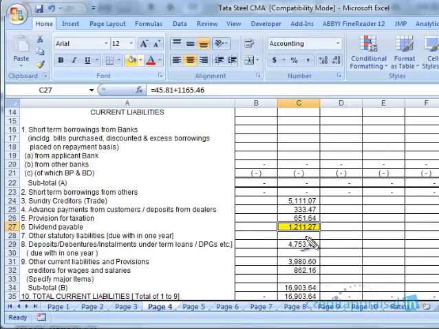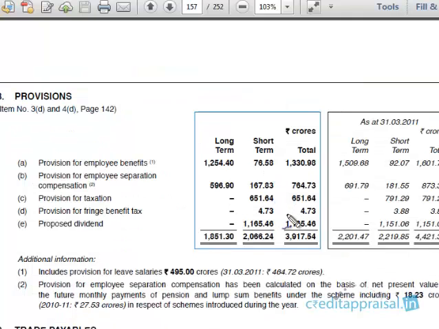So 1165 includes that earlier unpaid dividend and now the proposed dividend put together, and put it under dividend payable. And after making those two entries, we're left with some other item that I'm going to put under other current liabilities. This is the short-term provisions, right? So I'm going to put under other current liabilities and provisions.